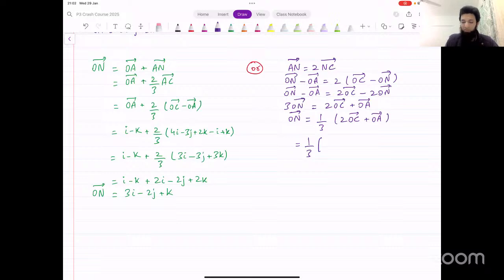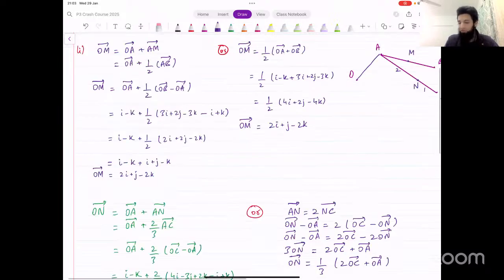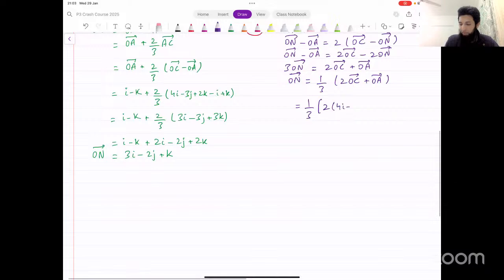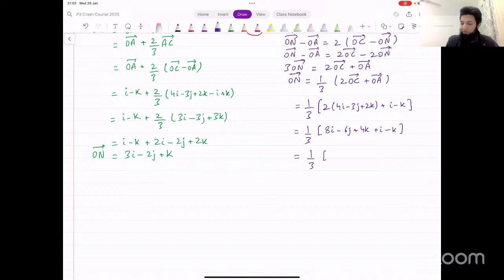2 times OC. OC is given to be 4, minus 3 and 2. So that's 4, minus 3 and 2, plus OA, that was I minus K. Simplify this and see what you get. 1 over 3 times 8I minus 6J plus 4K plus I minus K. And that gives you 1 over 3 times 9I minus 6J plus 3K, which simplifies to 3I minus 2J plus K. And that's exactly what we got there as well.